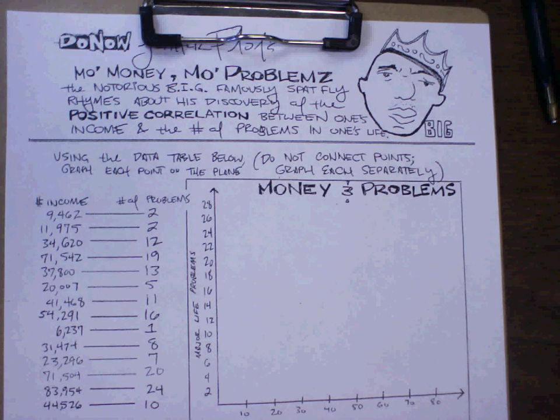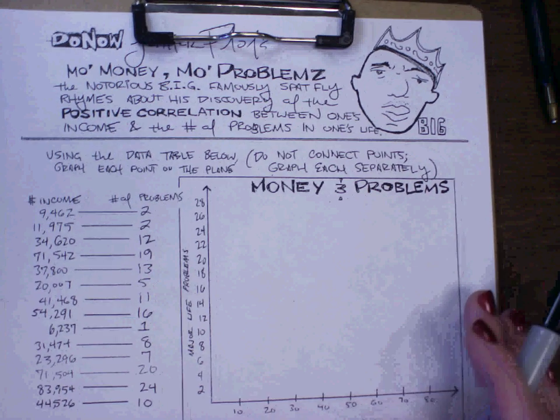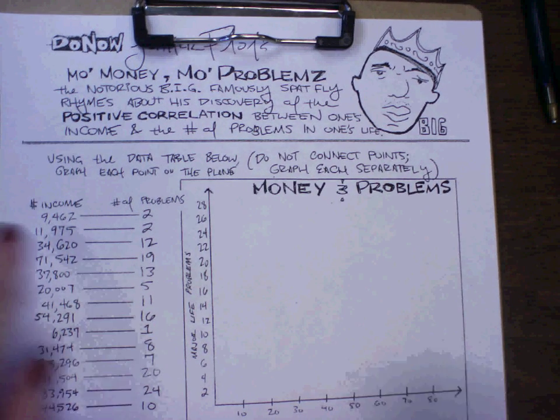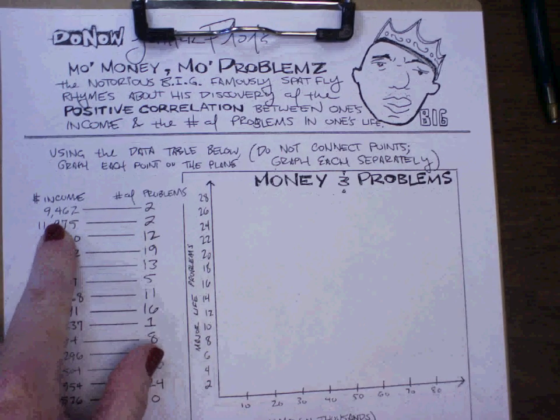All right, so this is the income in thousands, and that's the number of problems. So apparently, Notorious B.I.G. says that if you got more money, you got more problems. B-I-G, I'm sorry, Notorious B-I-G, not Big. His name is Big, and he was big too.